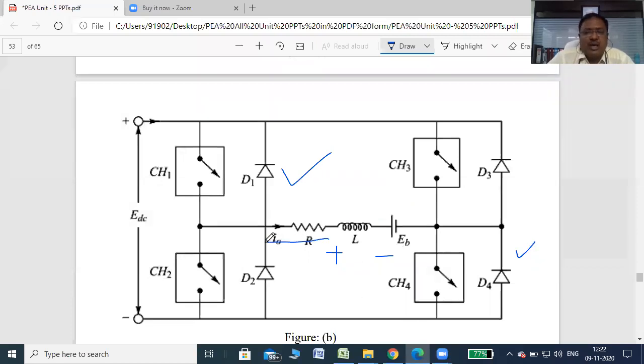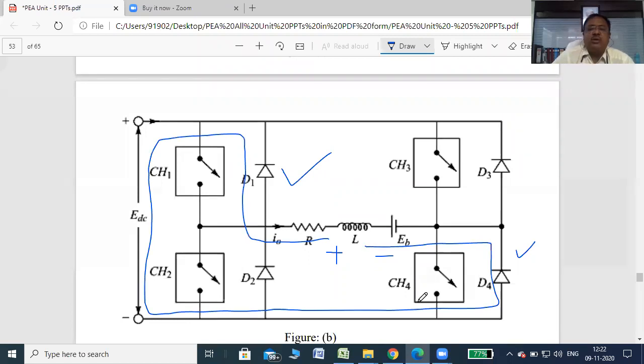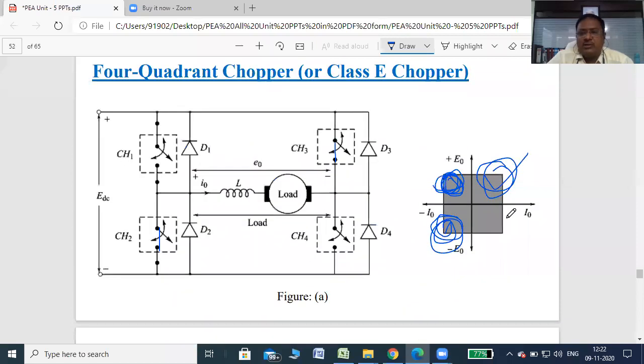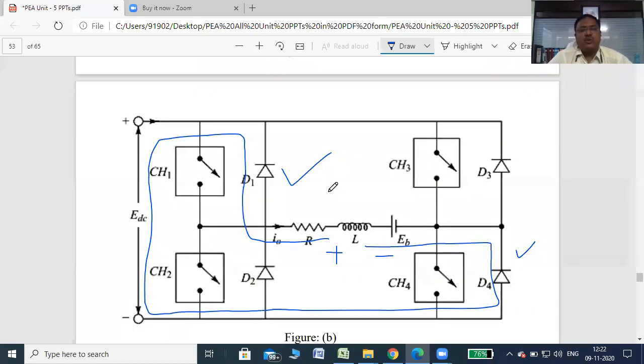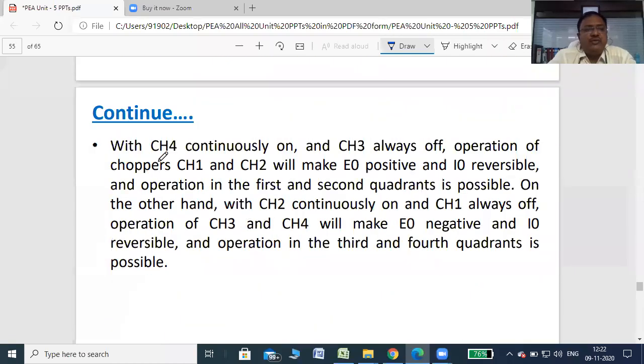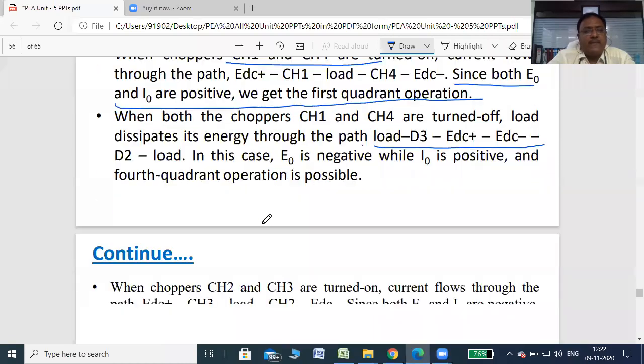So current starts to flow from L, through diode D1 back to the CH, then negative minus, then D4 and back to the L. This time the voltage is negative, sorry, voltage is negative, but the current is positive, right? So you will get a fourth quadrant operation with this one.